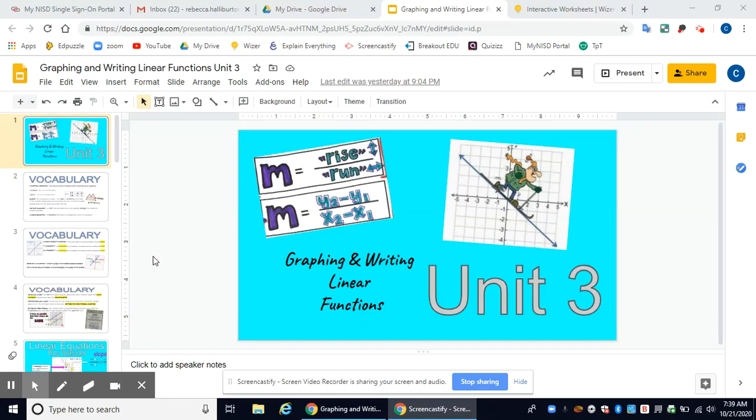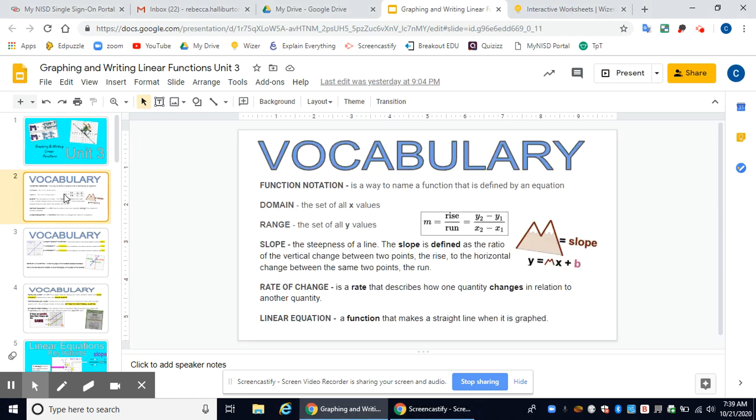Good morning. We're starting Unit 3, which is graphing and writing linear functions. Linear meaning it creates a line. So again, linear functions means it creates a line. So we're going to start with some vocabulary.